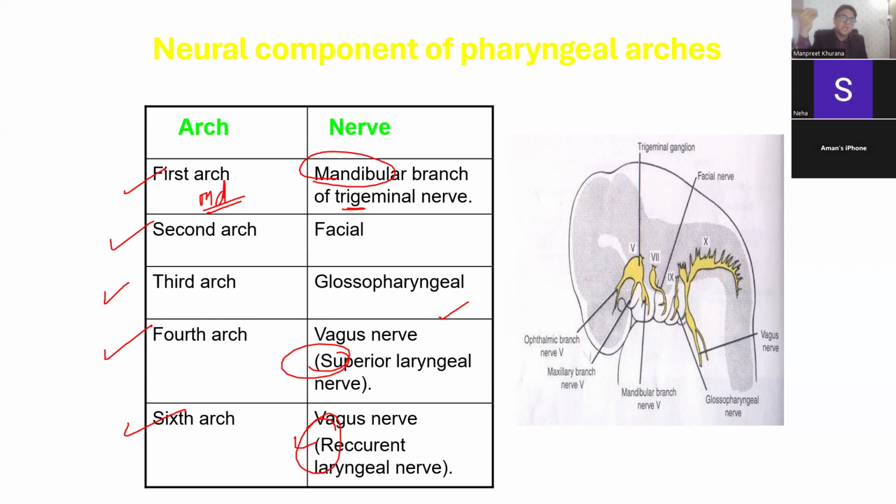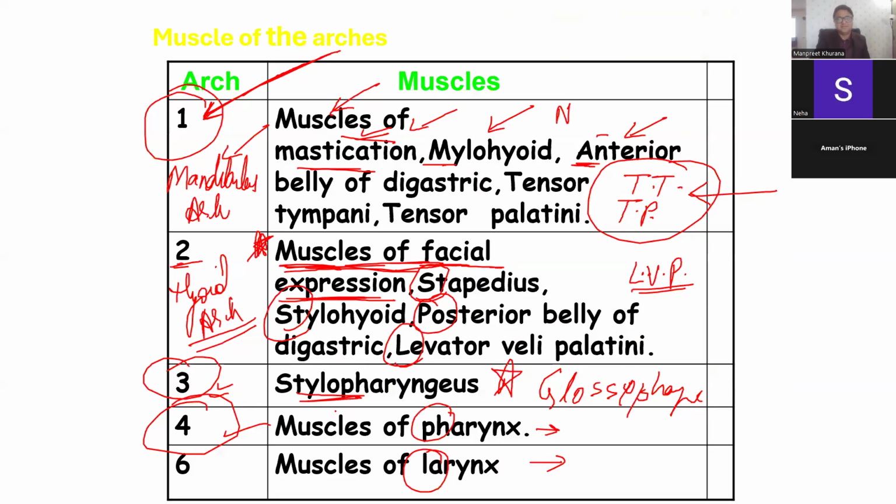And we'll be reading about these nerves in detail with the structures supplied. Okay, the mandibular nerve supplies which structures? Muscles of mastication, mylohyoid, anterior belly of digastric, and tensor palatini and tensor tympani. Tensor tympani and tensor veli palatini. Very nice. So this is a very important chart. The muscles of mastication, again, I'll just repeat it so that we never forget it, even in your dreams.